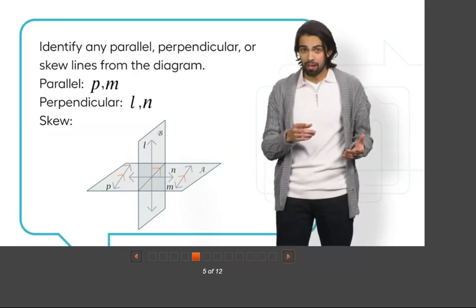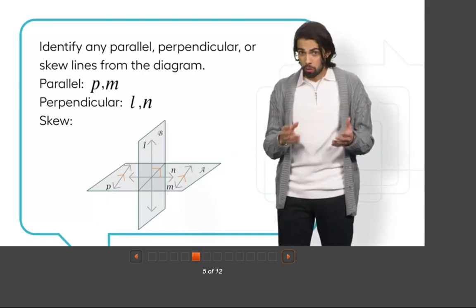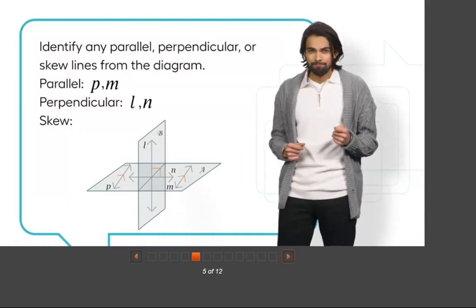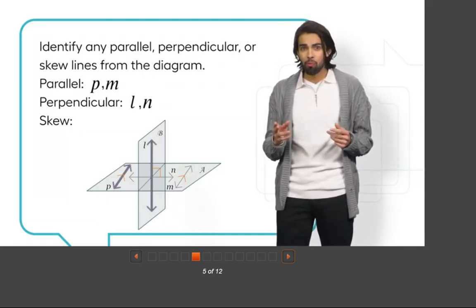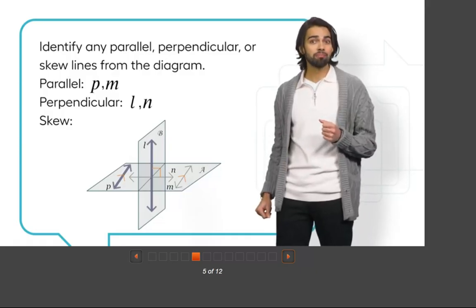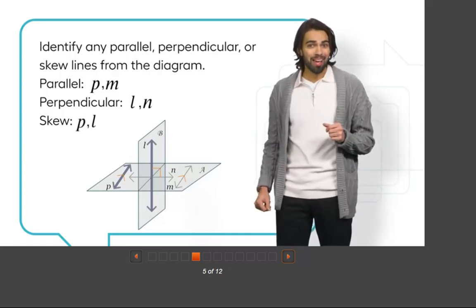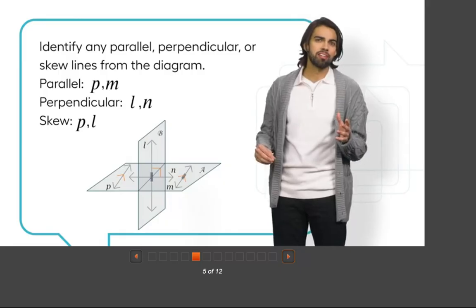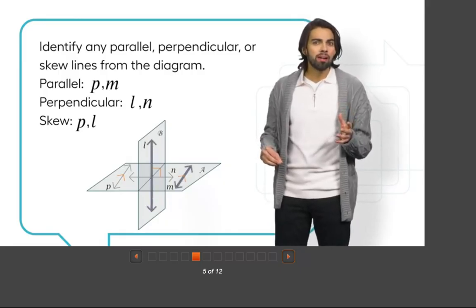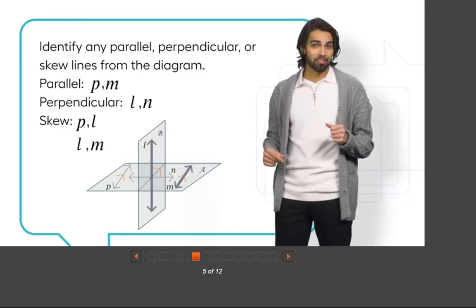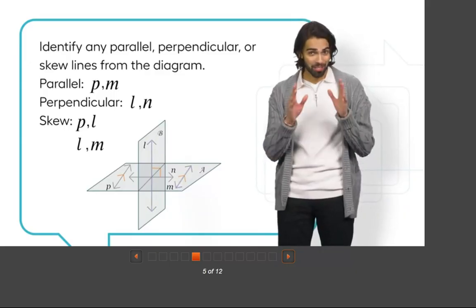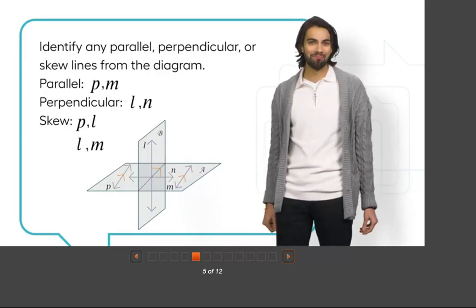Next, can we identify skew lines? Lines that are in different planes, non-coplanar, and also don't intersect? Lines P and L, those are in different planes, and they don't intersect. They are a skew pair. And also lines, let's see here, L and M, that's another line pair in different planes and don't intersect. And that covers all of the skew lines in this diagram.